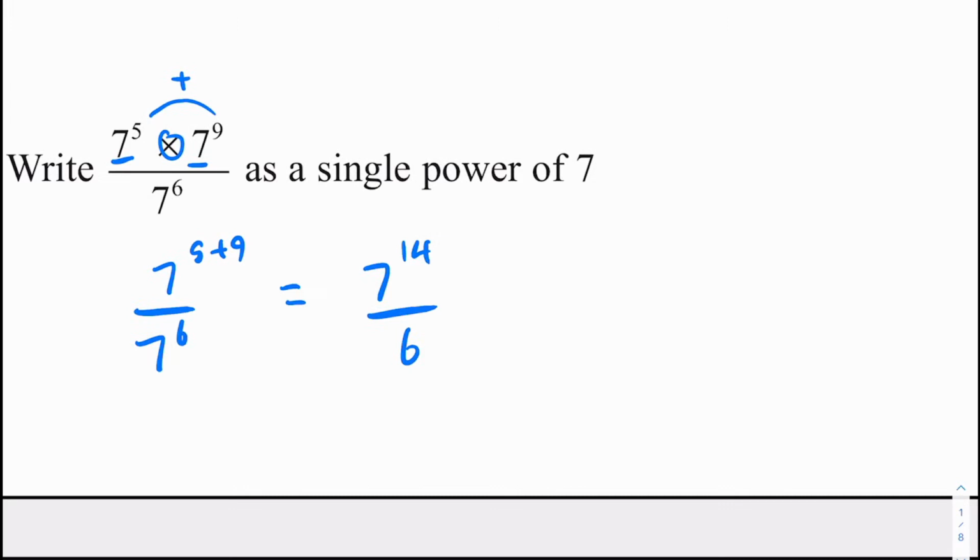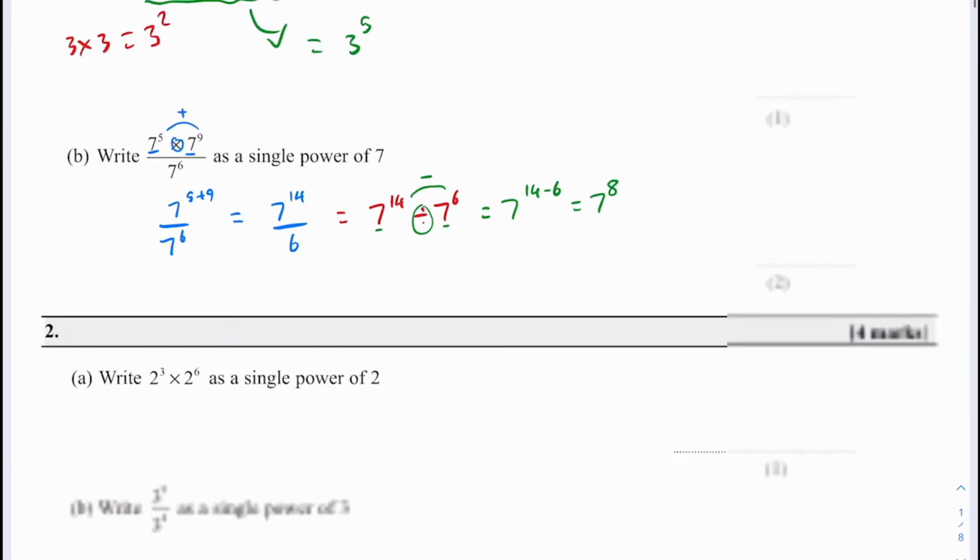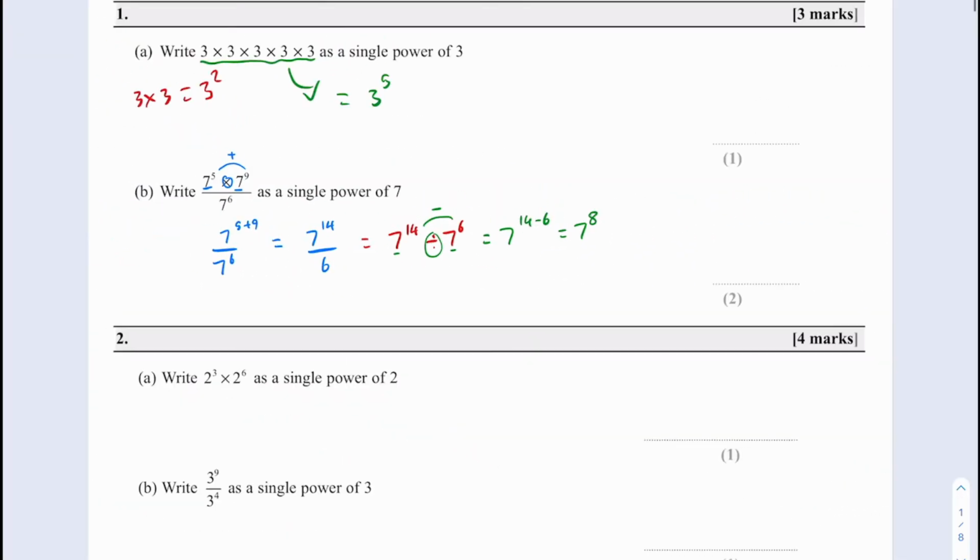The next rule that we need to know is the division rule. So we can rewrite this as 7 to the power of 14 divided by 7 to the power of 6. For this rule, what we need to know is when we've got two bases that are the same being divided by each other, we subtract the powers. So this is equal to 7 to the power of 14 take away 6, which is equal to 7 to the power of 8. Okay, so there's the first two questions.